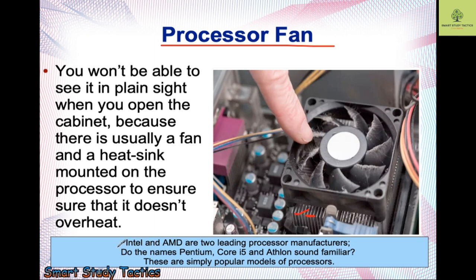Okay, so my main important point here is that Intel and AMD are the two leading processor manufacturers. Is that clear to you? Now many of you have the confusion: Pentium, Core i5, Athlon sound similar. These are the simple popular models of the processor. Many of you are thinking that a processor is a different thing, but these are the types of processor. The only manufacturers are Intel and AMD. These things should be clear.